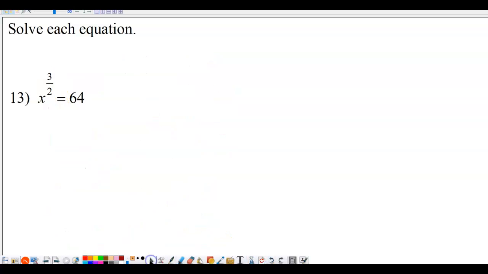All right. So there's one for you guys to solve. See if you guys can solve number 14 using that strategy, and we'll move on to number 15.